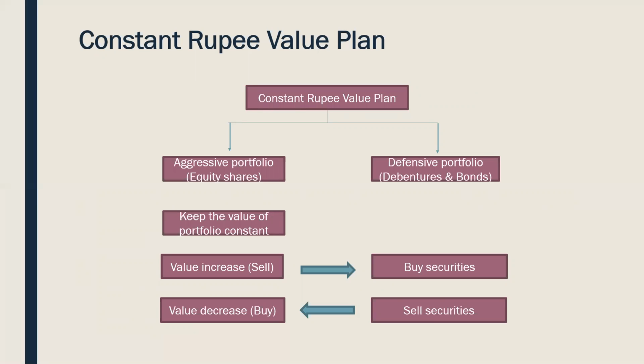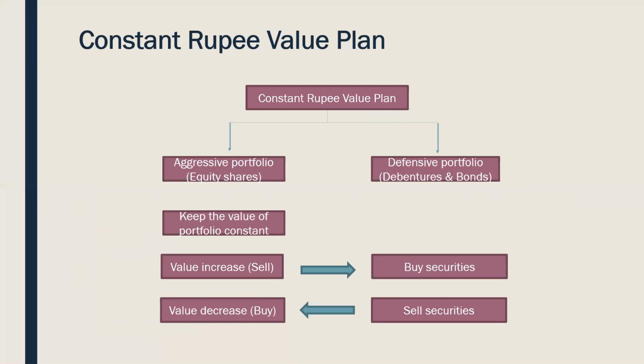Under the constant rupee value plan, like I explained earlier, there will be two portfolios for the investor. There will be an aggressive portfolio consisting of equity shares, and there will be a defensive portfolio consisting of debentures and bonds. Their aim is to keep the rupee value of the aggressive portfolio constant. Okay, so the value of the portfolio should be kept the same. That is their main target.